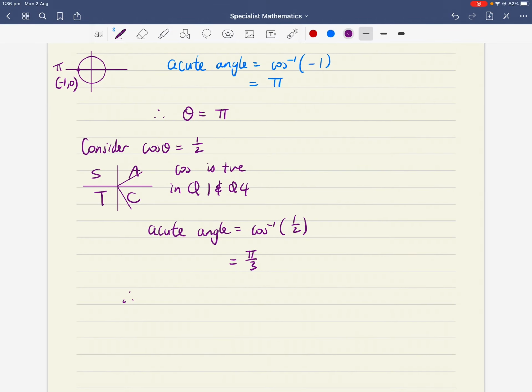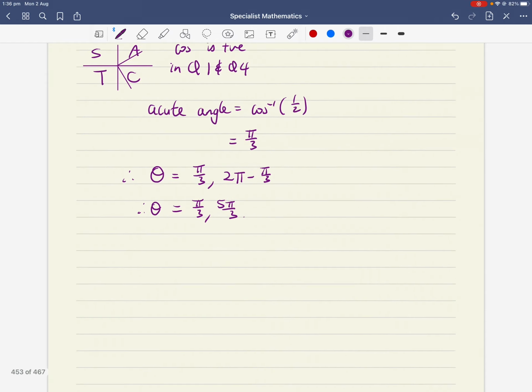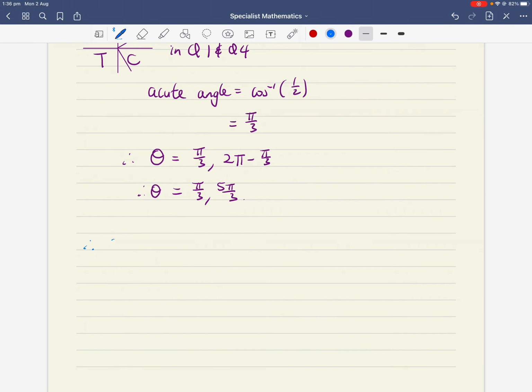And then if we consider our domain, which is from 0 to 2 pi, the possible answers are at pi on 3 and 2 pi minus pi on 3. In other words, theta must be pi on 3 or 5 pi on 3. So combining that all together, over the domain of 0 to 2 pi, we have theta being pi on 3, pi, and 5 pi on 3 as a solution to our equation 2 sine squared equals cos plus 1.